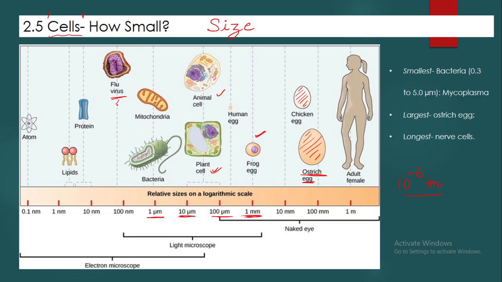Going still lower, we are able to see the biomolecules, which are the proteins, lipids. Lipids are nothing but fats and oils. Proteins, all of you know what proteins are. These molecules are coming in what range? 1 nanometer, 10 nanometer.